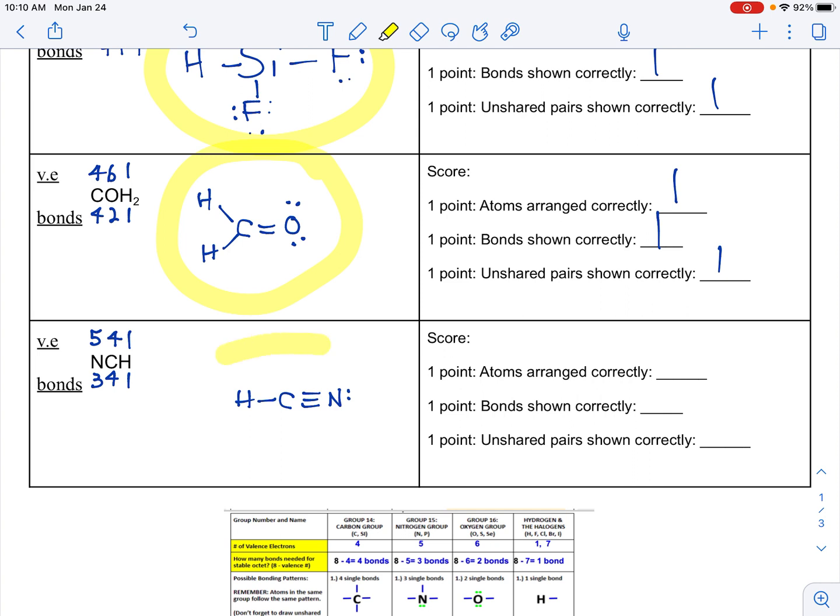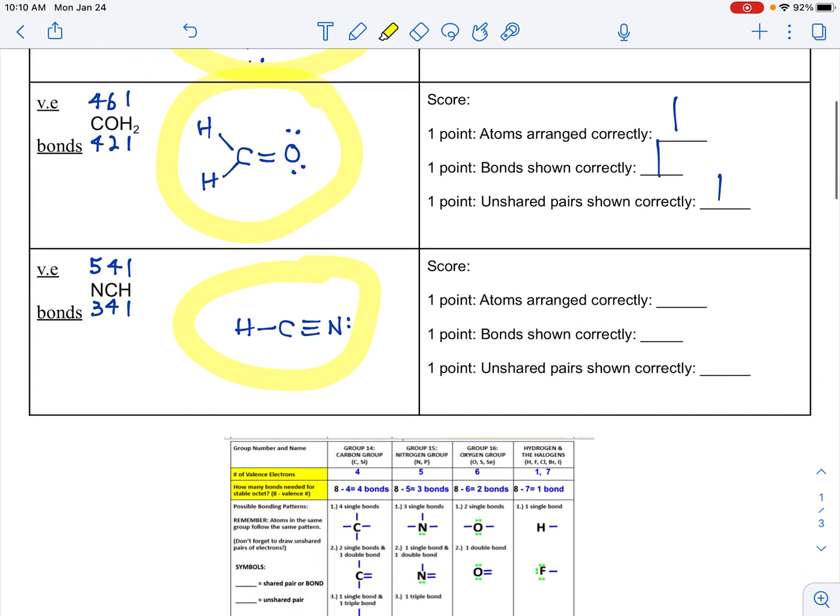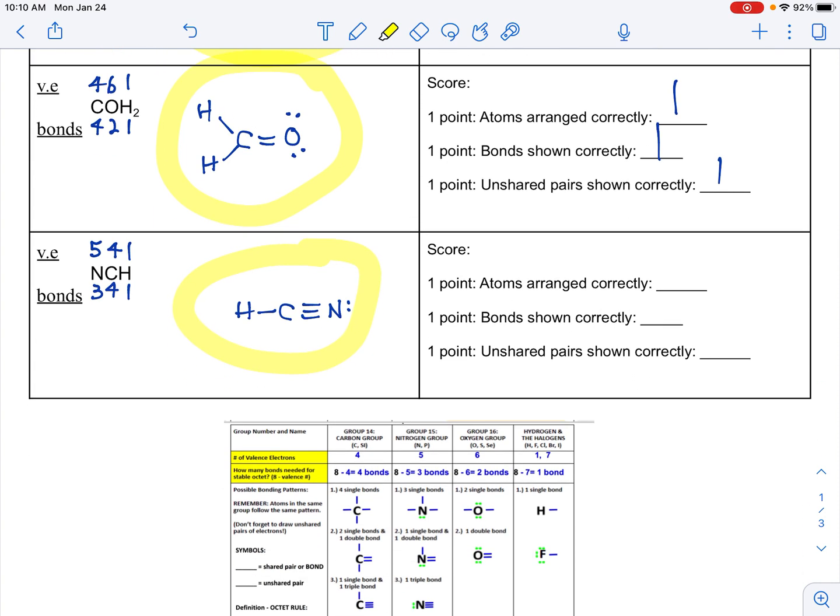The next one, again, if your N is on the other side and your H is on the right, that's okay as long as you have the carbon in the middle and the C and the N attached to it. That's the arrangement. And then the bonds, we need a triple bond with the N and only a single with the H, and that gives the carbon its 4. And then nitrogen always has an unshared pair.